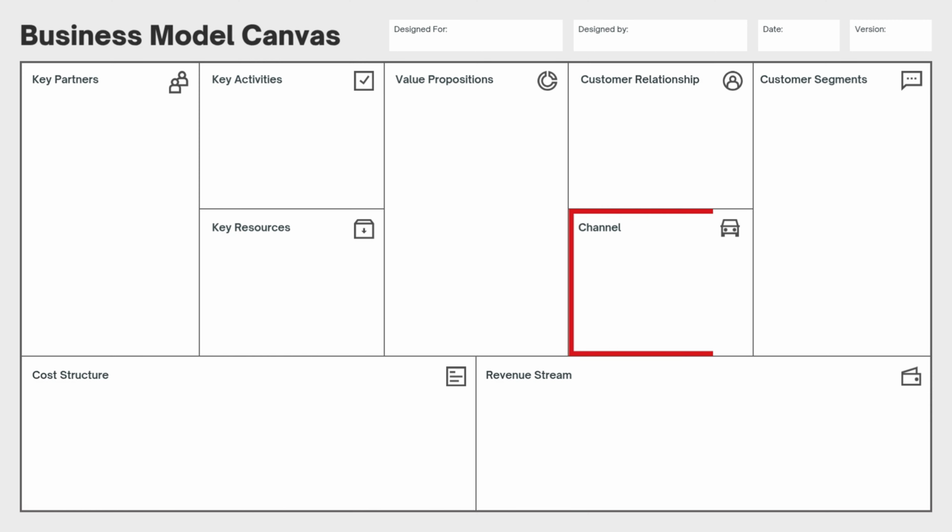Now that we have defined customer segment and value proposition, the next step in your business model canvas is the channel. How a business delivers its product or service to the customer. Your channels are the pathways through which the customers discover, evaluate, and access your offering. They can be digital, physical, direct, indirect, or even a mix of both.